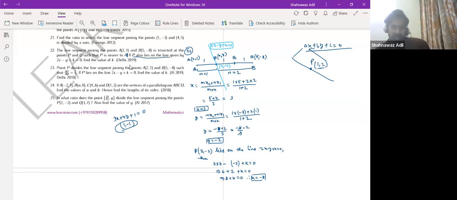And the next question, the 23rd one, I will ask you guys to solve. The 24th one we have done, right? Because these types of questions we have done so many times. Okay, what ratio divides the line?